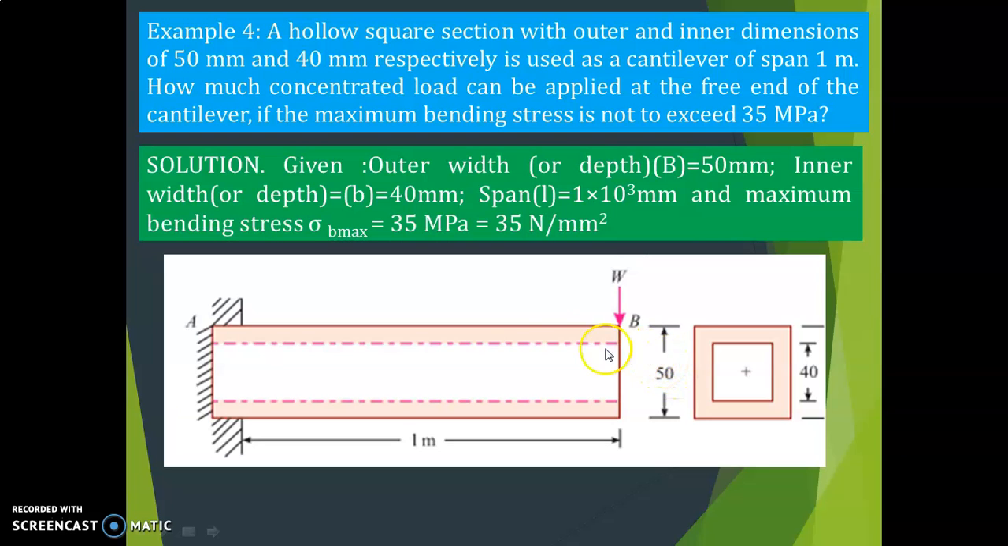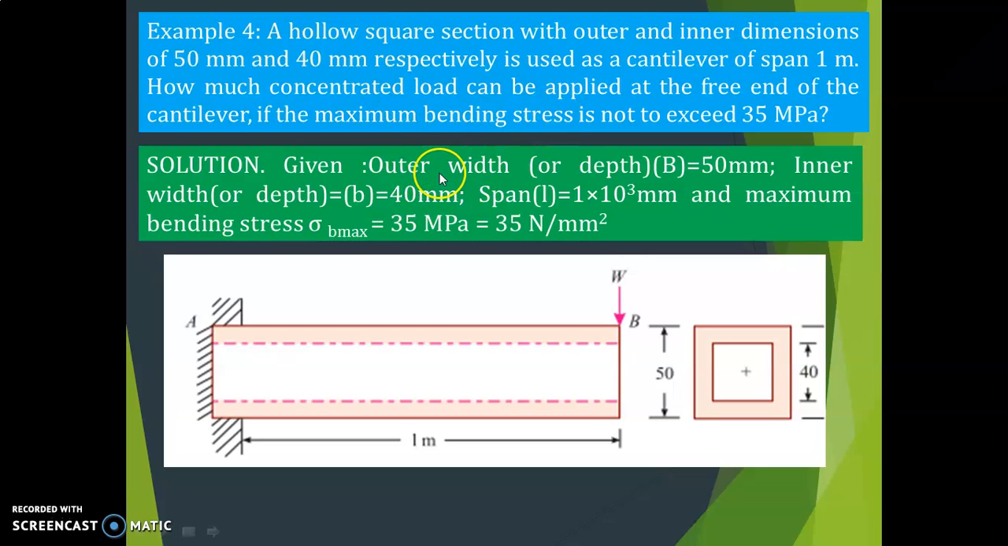Okay, so next take one more example. A hollow square section with outer and inner dimensions of 50 mm and 40 mm respectively is used as a cantilever of span 1 meter. How much concentrated load can be applied at the free end of the cantilever if the maximum bending stress is not to exceed 35 MPa? Okay, here this is a square section, hollow square section.